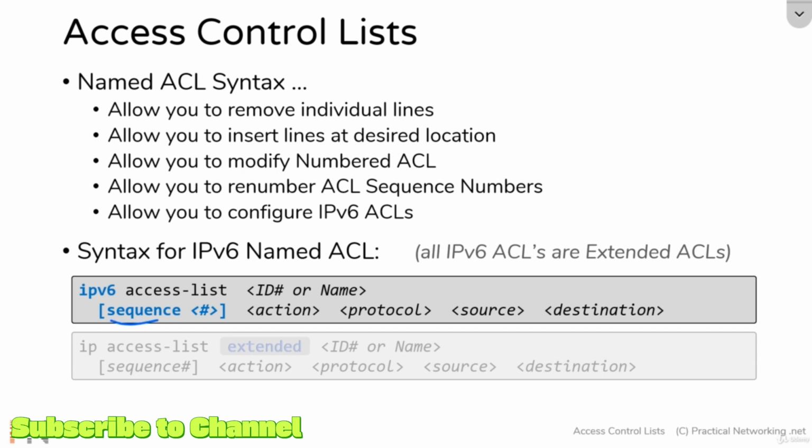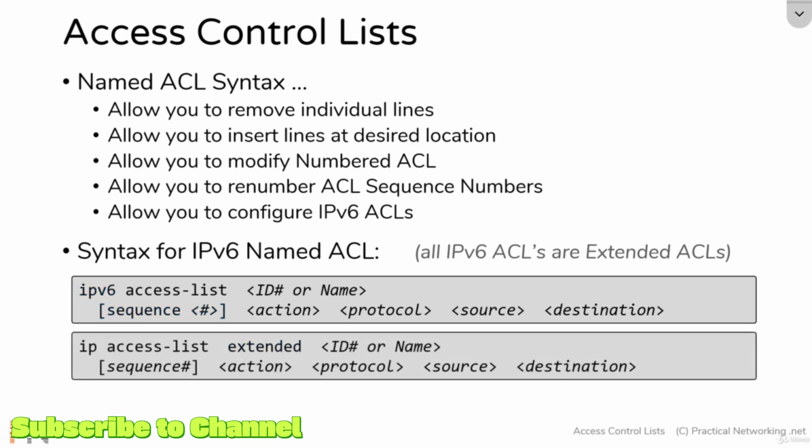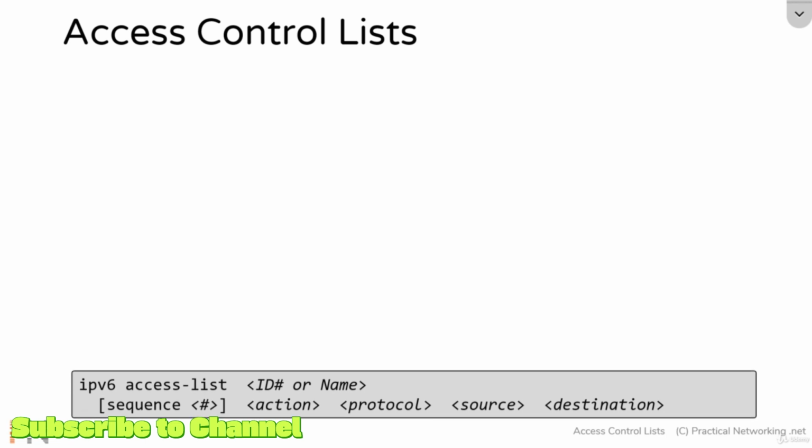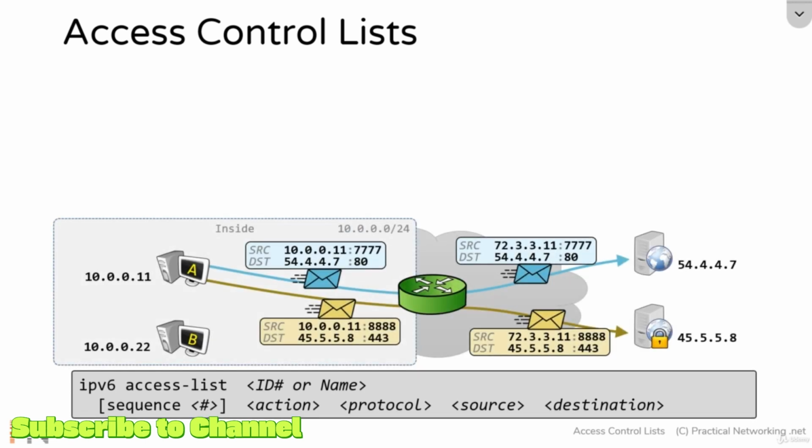It simply looks a little bit different in the syntax, so it's just a cosmetic difference. So now that we've looked at the syntax for IPv6, let's go ahead and configure some IPv6 access lists together using the same topology that we're familiar with.